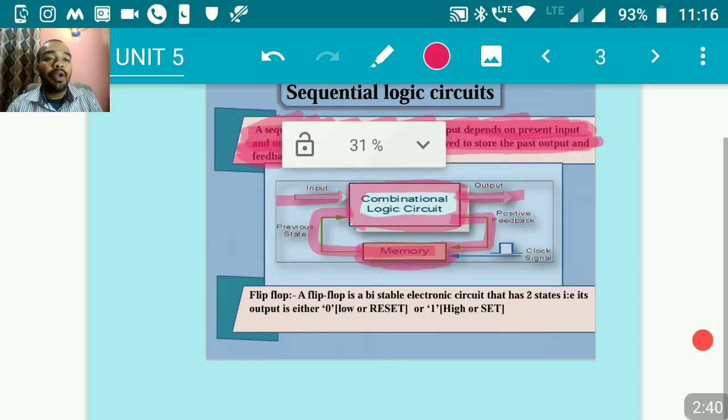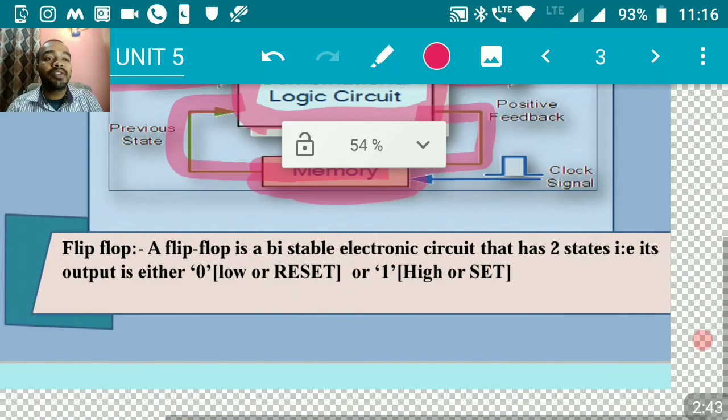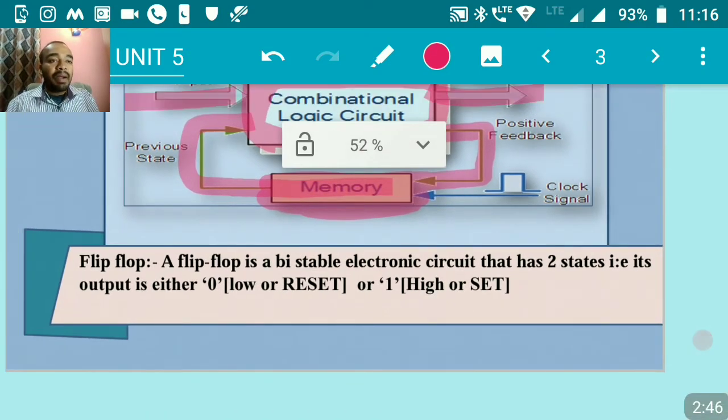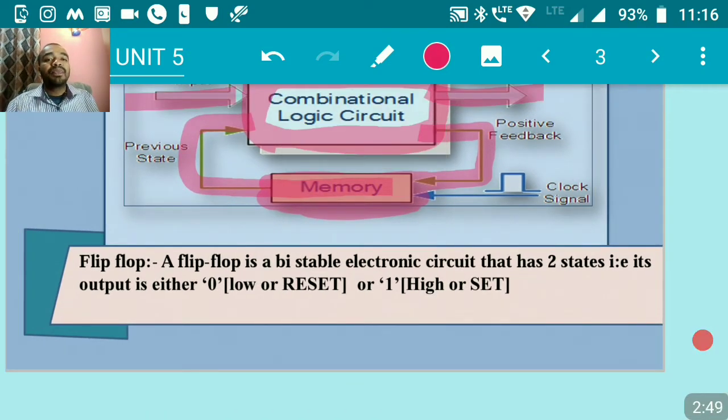So next we are going towards the further part of your syllabus. The further part of your syllabus is flip-flops. We shall understand flip-flops first. Once we understand the flip-flops, next we will be going towards what we call shift registers. Once we complete the shift registers, then we will be going towards the counters. These are the three main parts in unit number 5, that is sequential logic circuits. If you understand flip-flops, shift registers, and counters all put together, that is your unit number 5, sequential logic circuits.